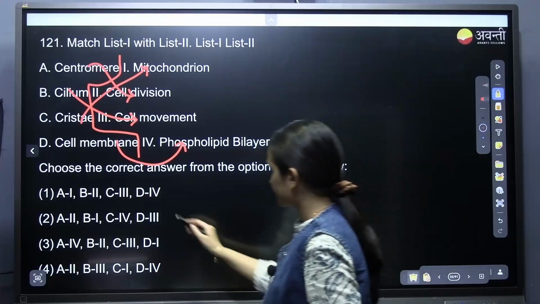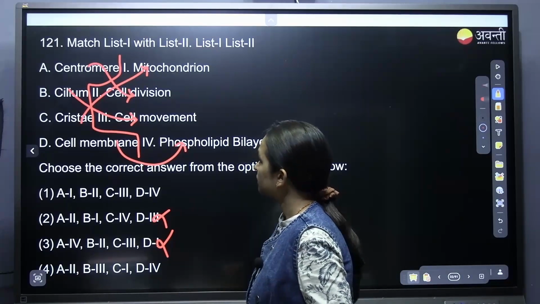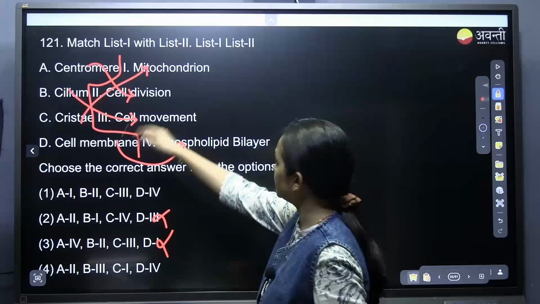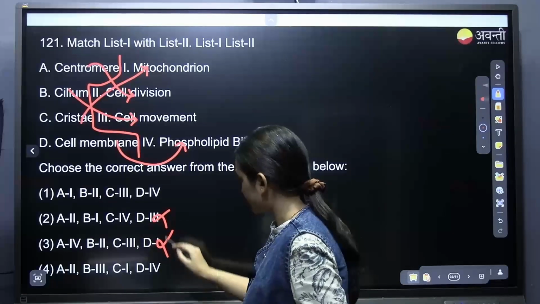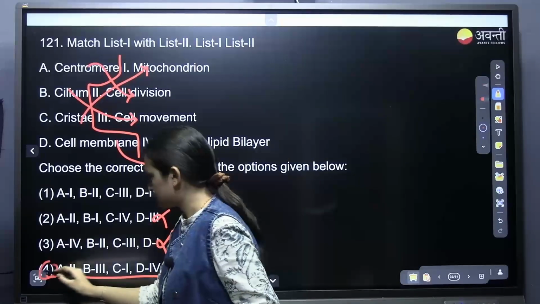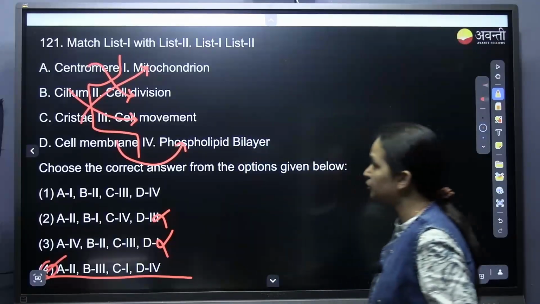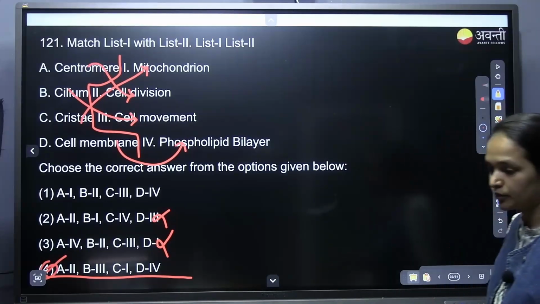C4. Sorry, D4. C1. Option 4 is the correct answer. A2, B3, C1, D4. Okay.